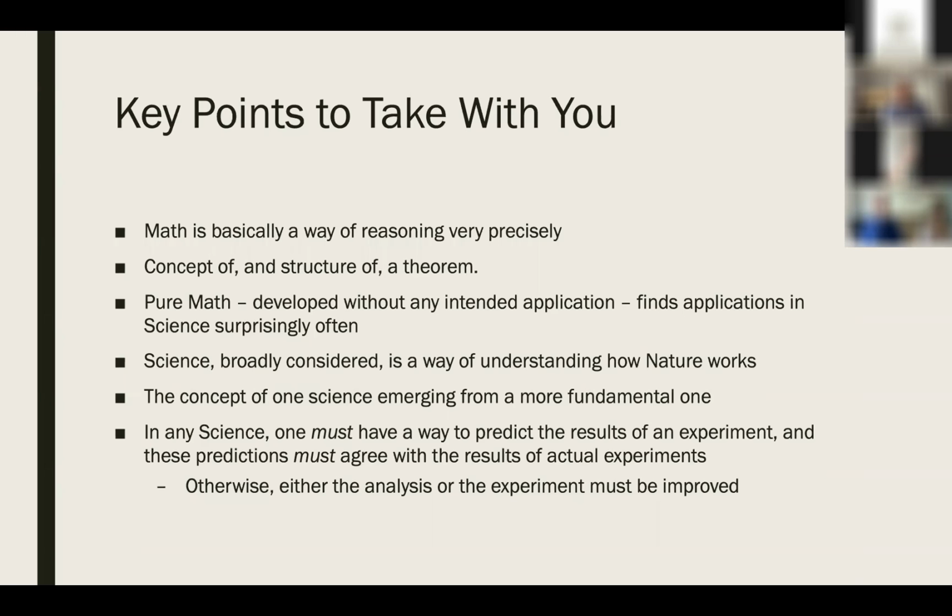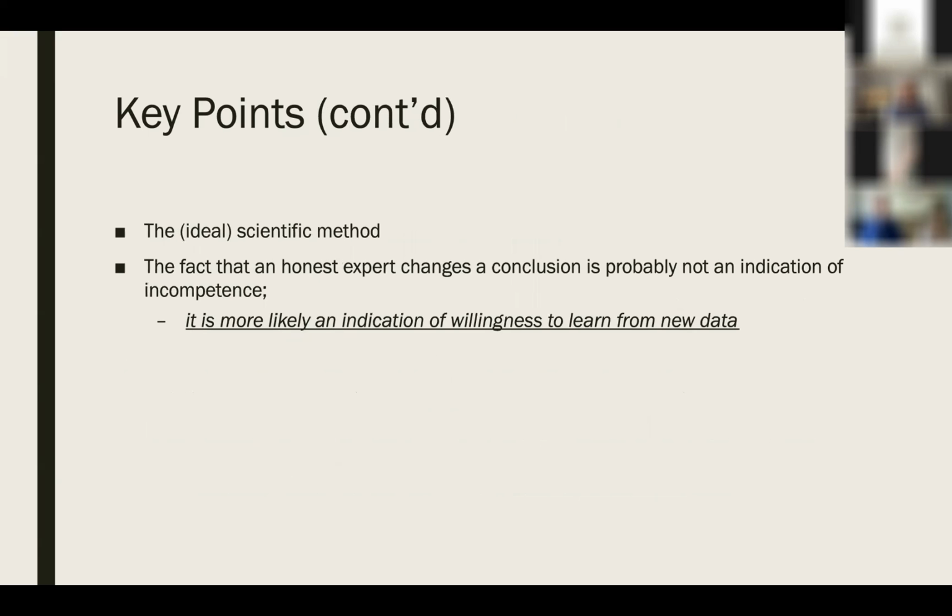Now, in any science, this I really hope that you take, you must have a way to predict the results of an experiment. Some experiments, maybe a lot of them, maybe a few of them. These predictions have to agree within the precision that you're able to make the measurements. Otherwise, you have to make adjustments to one or the other. Improvements, of course. Finally, I discussed the idealized scientific method.